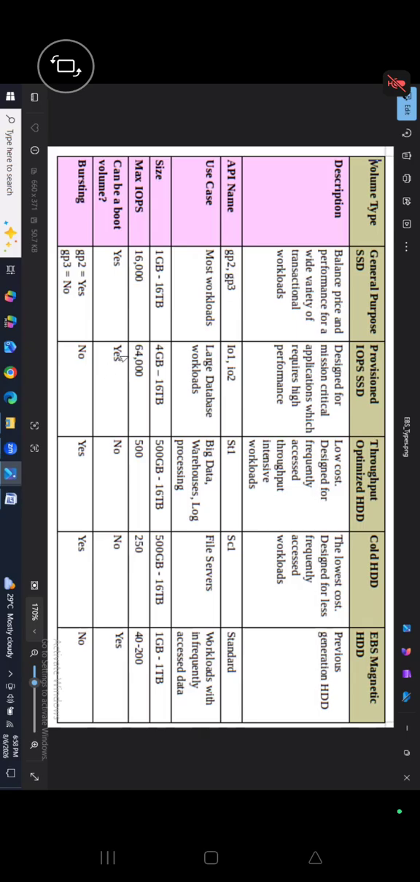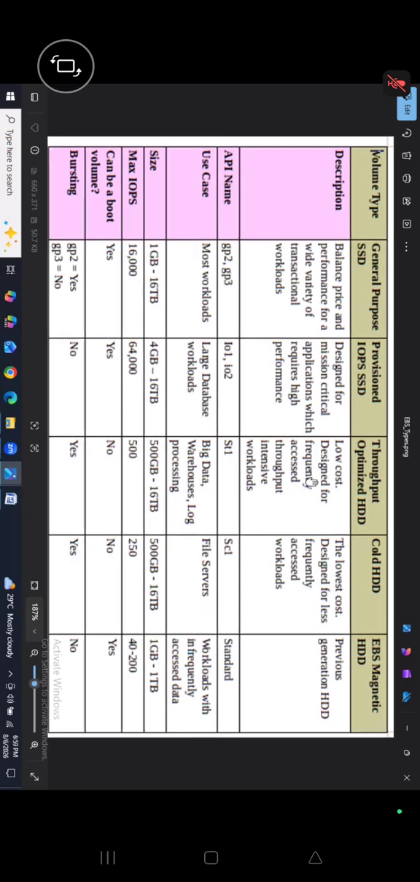So yes, we can install the operating system. There is no bursting. We are going to get good performance. We don't have any kind of issue with IOPS. A bit expensive, this one, compared to general purpose. Compared to general purpose, it's expensive, right?